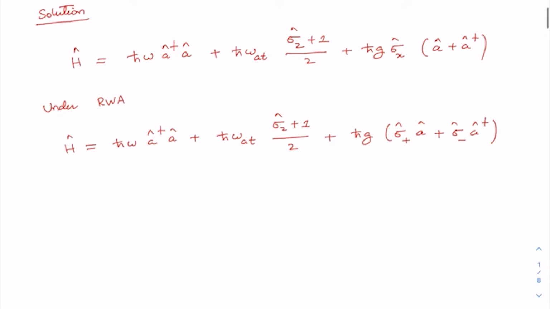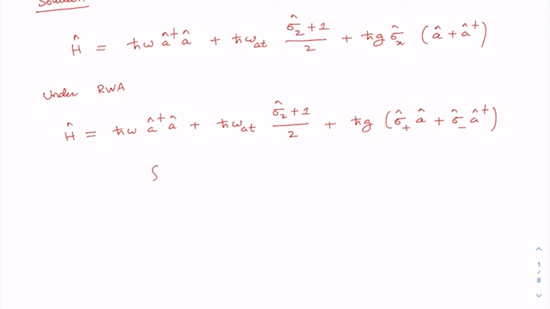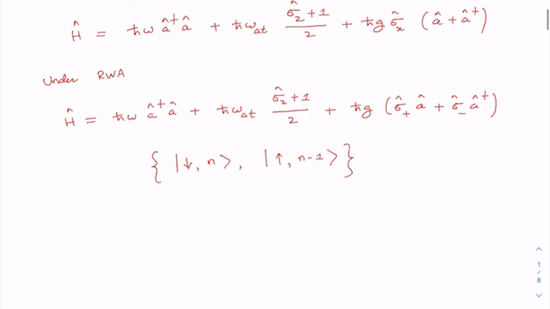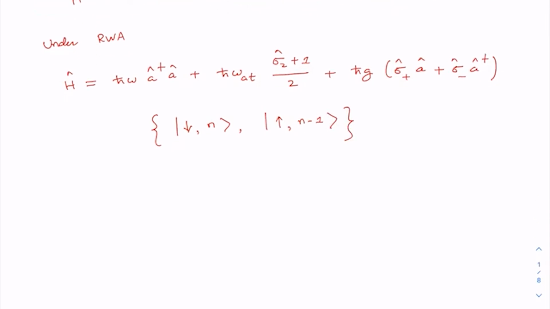Now to express this Hamiltonian in the matrix form, let us take the basis states as: atom in the ground state and n photons in the field, and the other one, atom in the excited state and one less photon in the field. This we are going to take as our basis. To simplify the notation, I will denote the first as ket alpha and the second as ket beta.